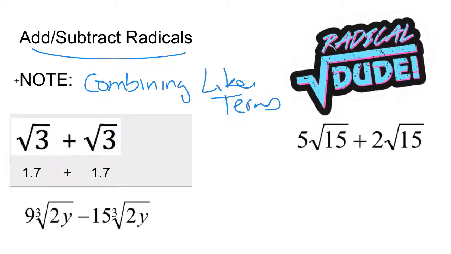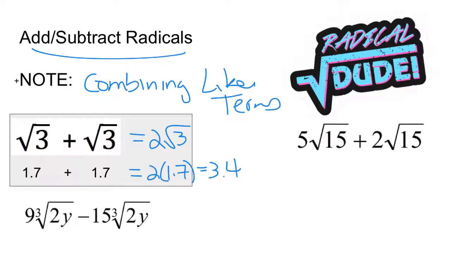So for example, if you have one radical 3 and you add another, you have 2 radical 3. That is not the square root of 6. It's not the square root of 9. If you do the math here, the square root of 3 is about 1.7. So that would be 2 times 1.7, which is 3.4, which is not the square root of 6. It's not the square root of 9. So the only way you can write the answer is 2 radical 3.